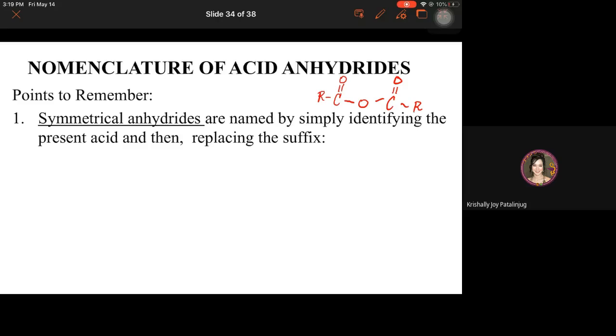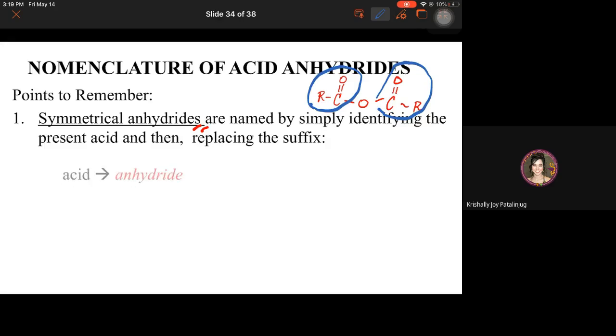Sige, let's have first the symmetrical anhydride. So no problem with the term symmetrical. Pag sinabi symmetrical, the same. Ibig sabihin ng the same, itong part na to and this part, same for that acid anhydride. Symmetrical anhydride na siya. So how do you name that? Simply identify the present carboxylic acid na corresponding compound.